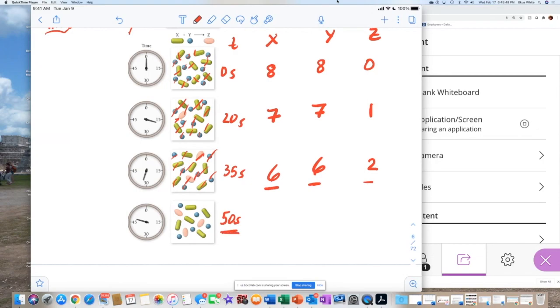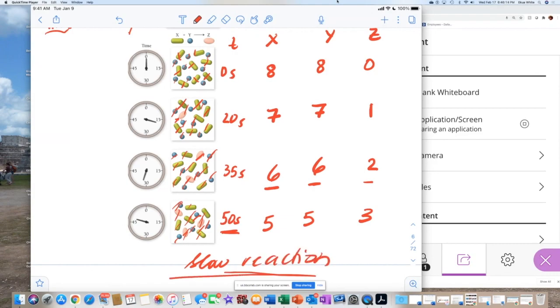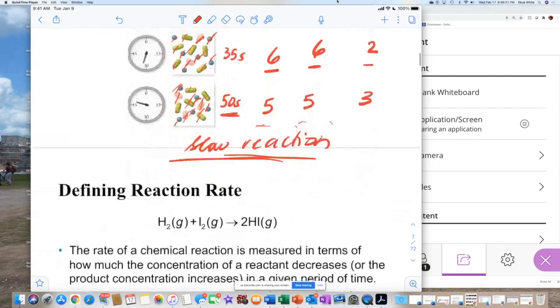Same time, now we have 50 seconds. Are we at the end of the reaction? No, because we still have reactants left over. We have 1, 2, 3, 4, 5. We have 5 reactants. So the first one, 1, 2, 3, 4, 5. 5 of the second reactant, and 1, 2, 3, 3 of the product. It's going to be a while before this reaction is over, right? So this is obviously a slow reaction. And this reaction has not ended. Why? Because we still have reactants. You have to keep going until your reactants zero out.